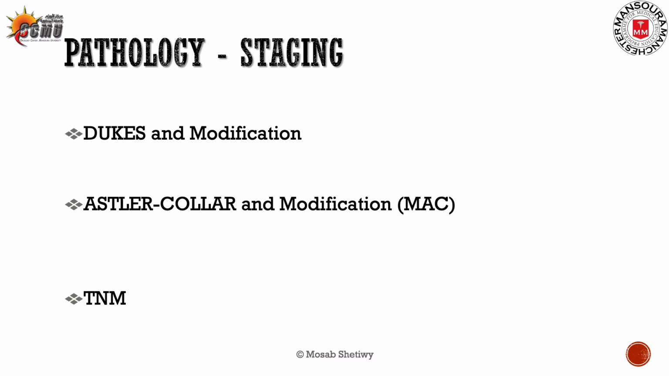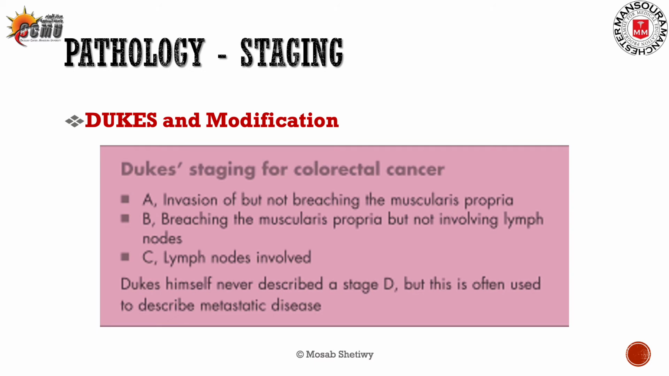As for staging of carcinoma, worldwide it follows the TNM, as you've had previously in the breast, and you'll see later in head and neck carcinoma or other GIT cancers. Anyways, as for colorectal carcinoma, there are two other staging systems that were adopted and are still being adopted in many centers like ours: Dukes and Astler-Coller. Let's start with Dukes and its modification.